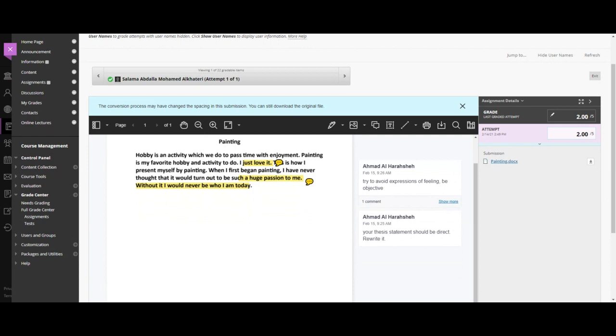Hobby, you have a good start, by the way. Hobby is an activity which we do to pass time with enjoyment. Painting is my favorite hobby and activity to do. Good. You start with a general. From general, it's like the inverted pyramid we said last time. General to specific.